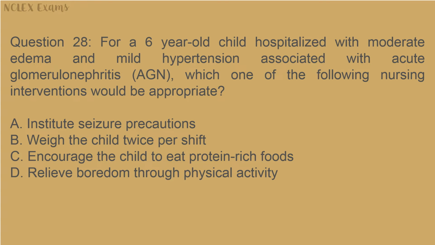Question 28. For a 6-year-old child hospitalized with moderate edema and mild hypertension associated with acute glomerulonephritis (AGN), which one of the following nursing interventions would be appropriate? A. Institute seizure precautions. B. Weigh the child twice per shift. C. Encourage the child to eat protein-rich foods. D. Relieve boredom through physical activity.